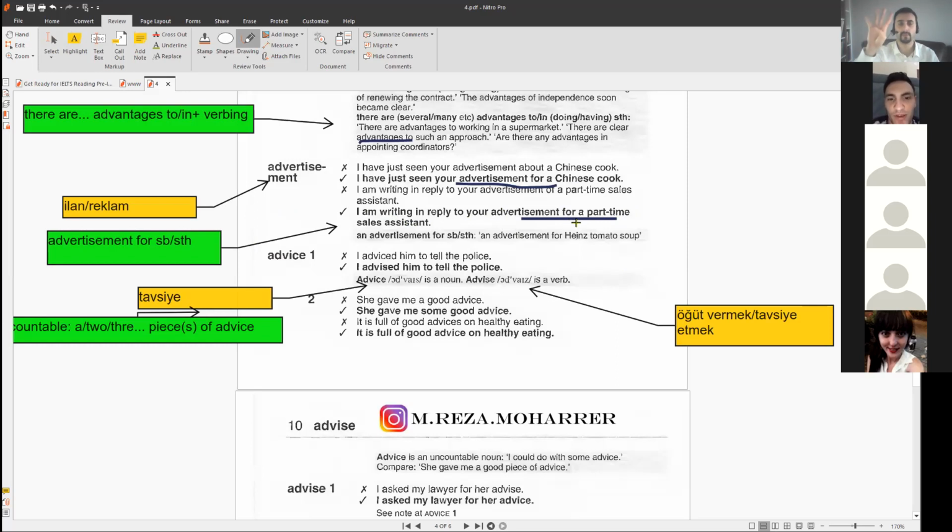Advertisement. If you repeat like this, advertisement, repeat it four or five times. Advertisement, advertisement. And each time, make it faster, faster, faster. Bingo. You can see, I pronounce it with no problem. Advertisement, advertisement. Repeat it.